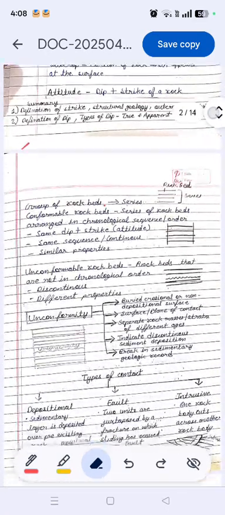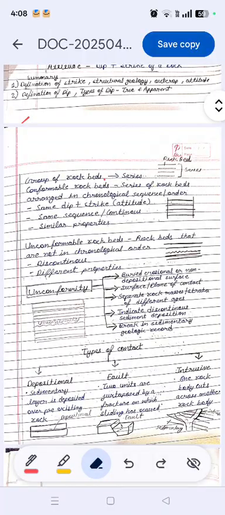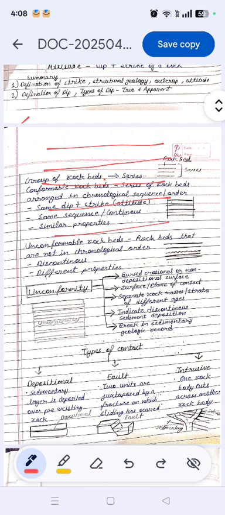Move further towards the unconformity. Now what is unconformity? Before understanding that we have to understand rock beds. Rock beds are the layers of rocks like this, and this is a group of rock beds. This will be called a series. And conformable rock beds means a series of rock beds that are arranged in chronological sequence or order, means they are arranged sequentially.